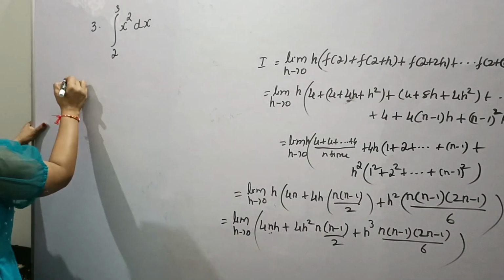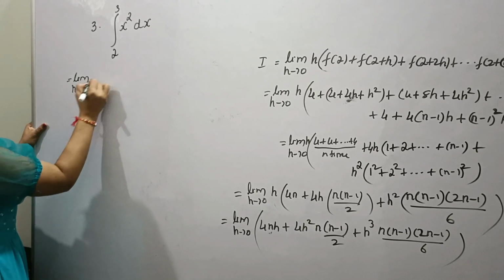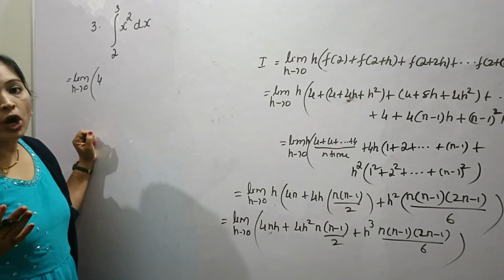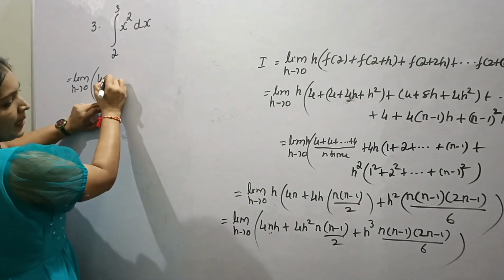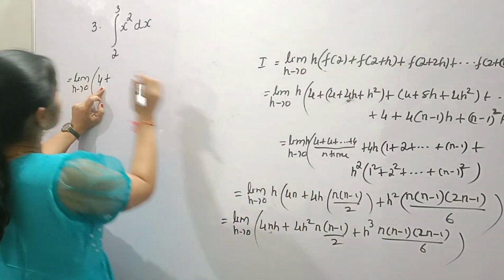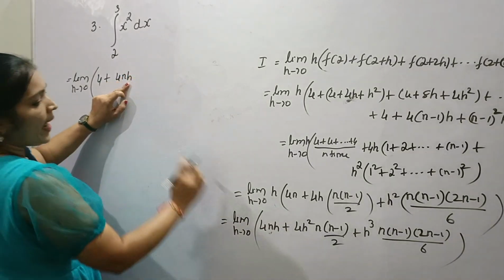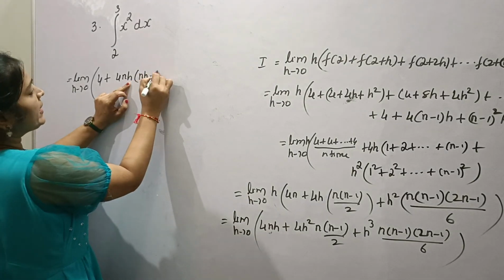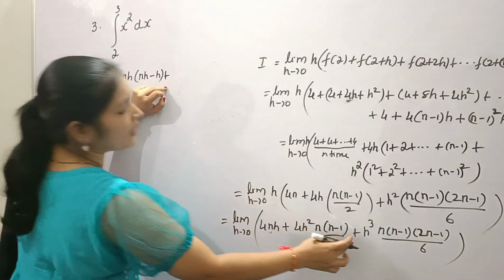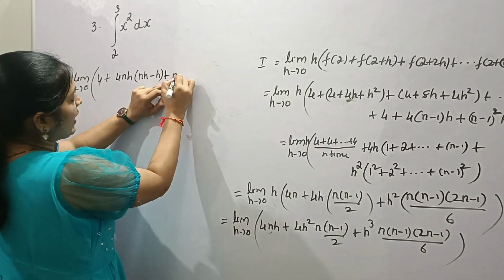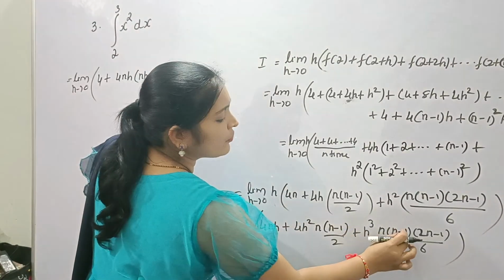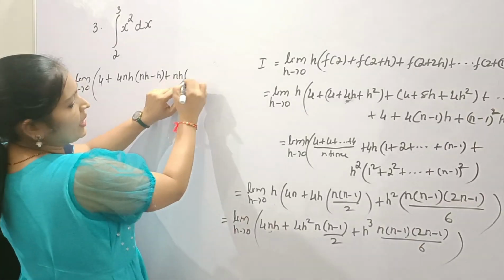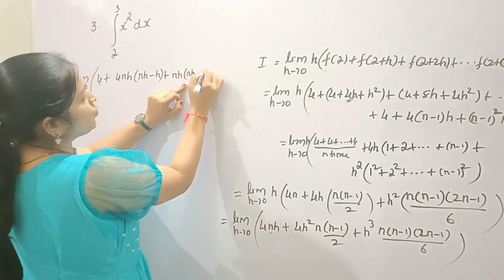So it is equal to limit h tends to 0, here 4 into 1, that is 4, because we have got nh is equal to 1. Plus here we can write it as 4nh and take 1h inside of the bracket, that is nh minus h, plus here h cube. First I will write nh and 1h for this bracket and another h for this bracket, that is here we can write nh minus 1.